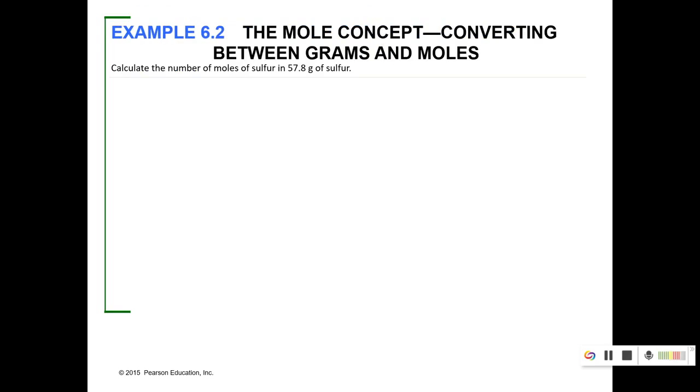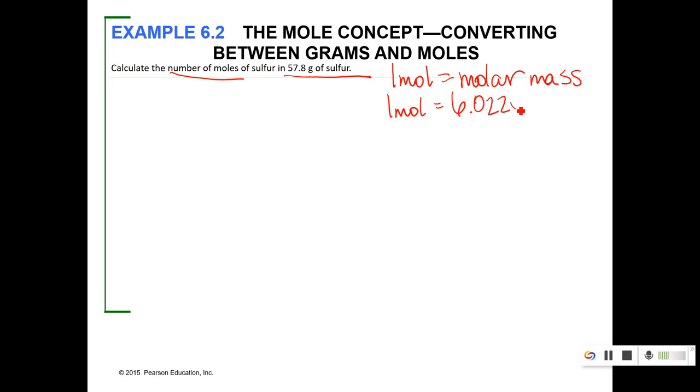All right, so jumping right in. On these, we're not paying attention to atoms or molecules or any kind of particles. They give us grams, they ask for moles. So we have these two conversion factors right now. So 1 mole is equal to molar mass, and 1 mole is equal to Avogadro's number.